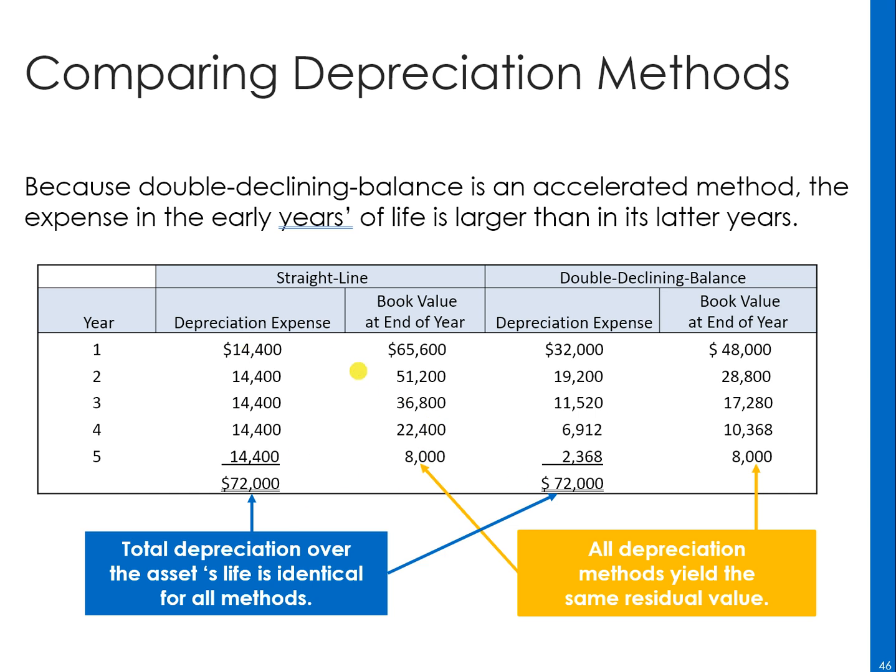If we compare these two methods, the straight line and double declining balance, you can see obviously it's accelerated for the double declining balance, so a lot of depreciation in the early years. But for the straight line, it's even throughout the 5 years.